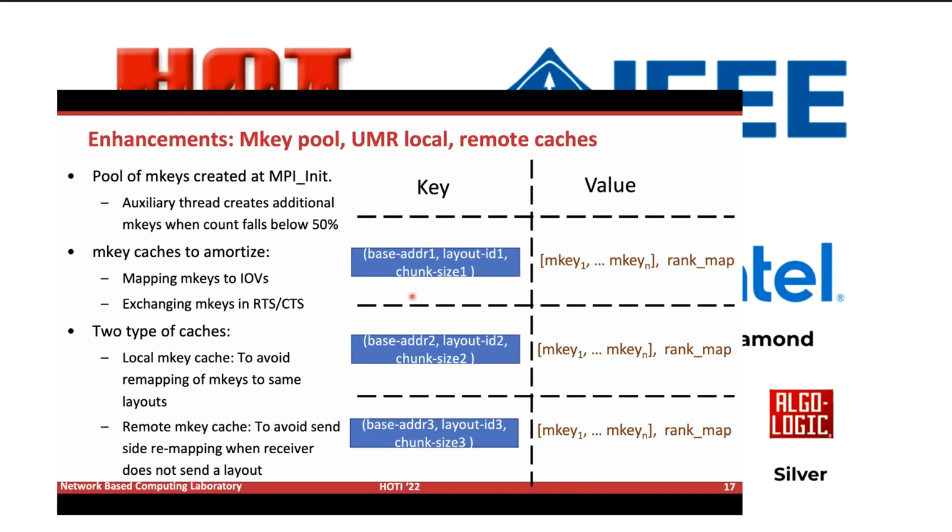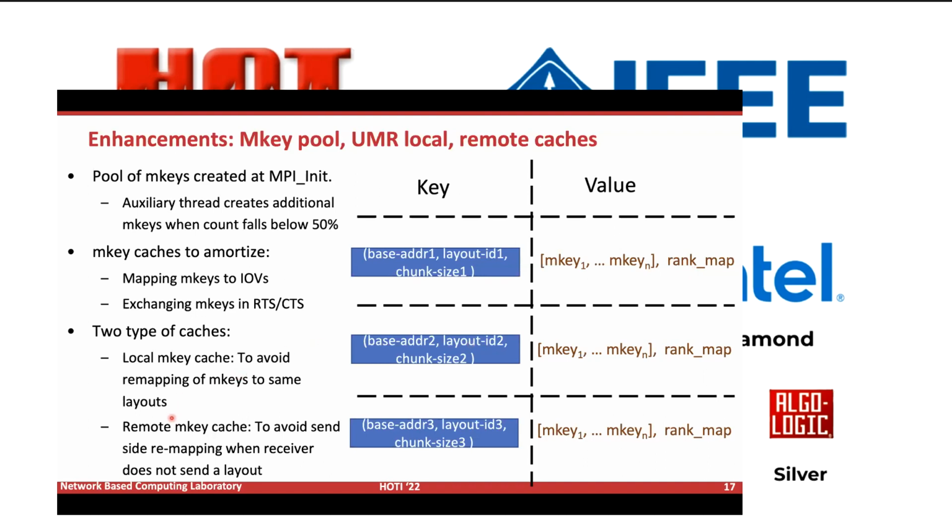And the structure of the cache is as follows. It is basically a hash table indexed by your base address and DDT layout, and the agreed chunk size. And the value is the list of M keys that has been mapped. We also have something called rank map on the receiver side. This rank map lets the receiver know to which sender it has already sent the M keys. This way, the receiver can decide not to send the set of M keys to a particular sender based on the value in the rank map.